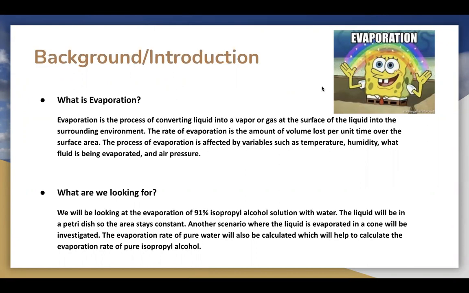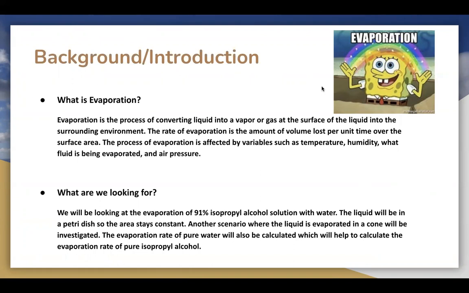Each of these factors can change how quickly the evaporation occurs, and this is known as the specific rate. The cross-sectional area at the surface of the liquid will also have an effect on the specific rate of evaporation. And in these experiments, we will be looking at the evaporation of 91% isopropyl alcohol solution with water in 6 different scenarios.